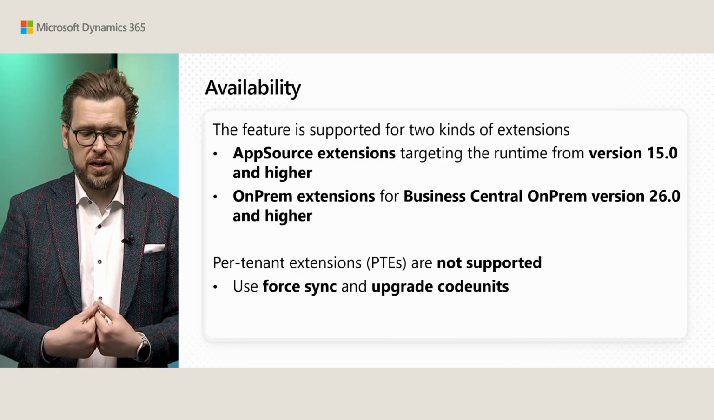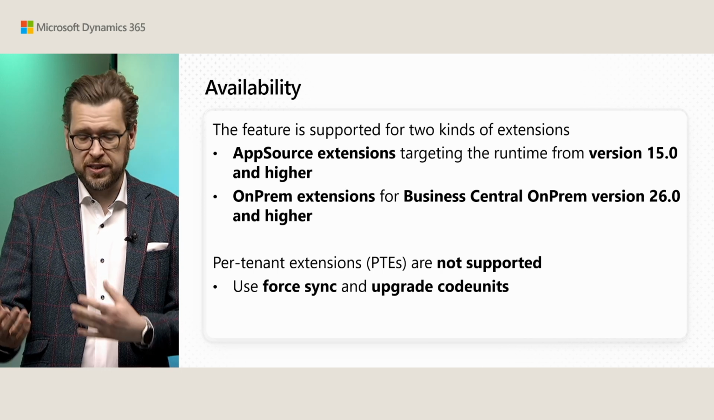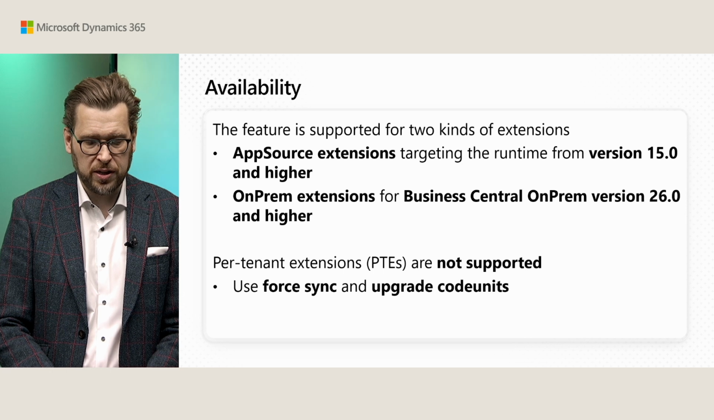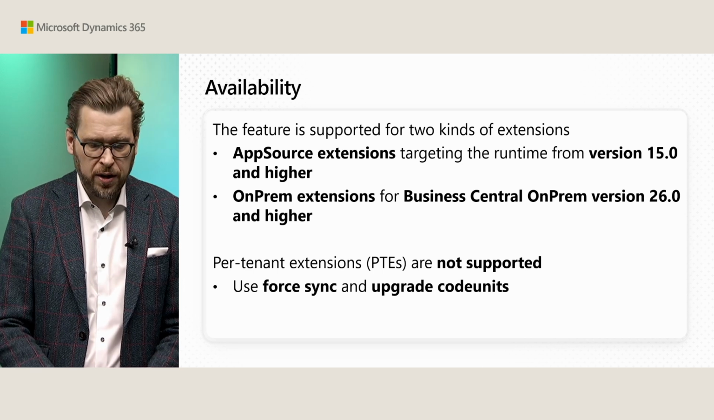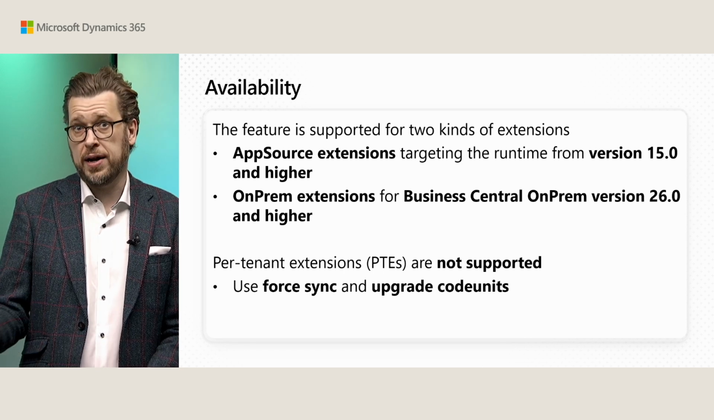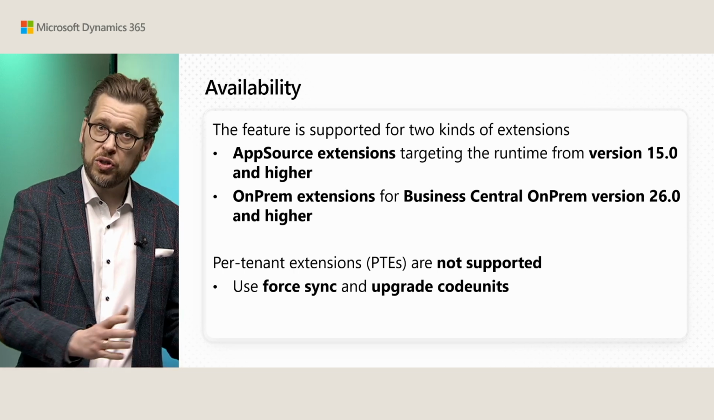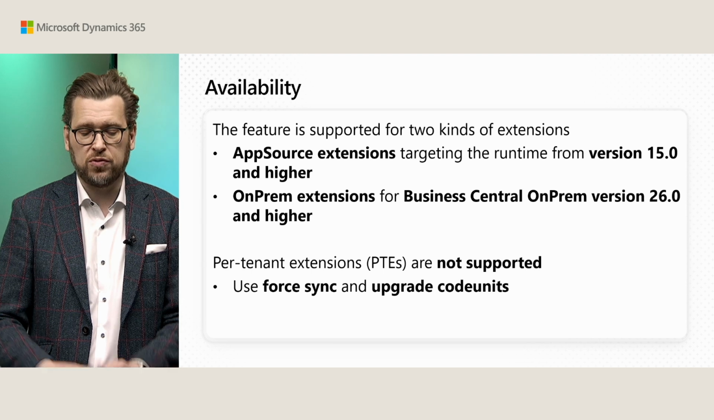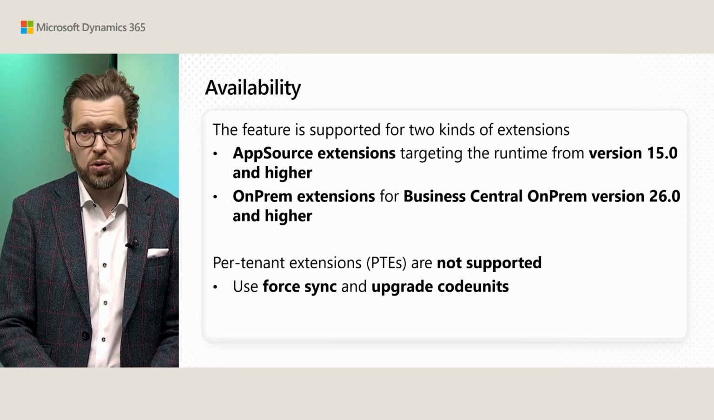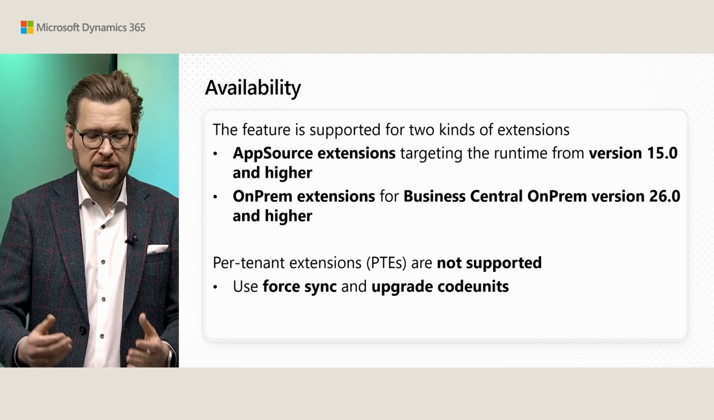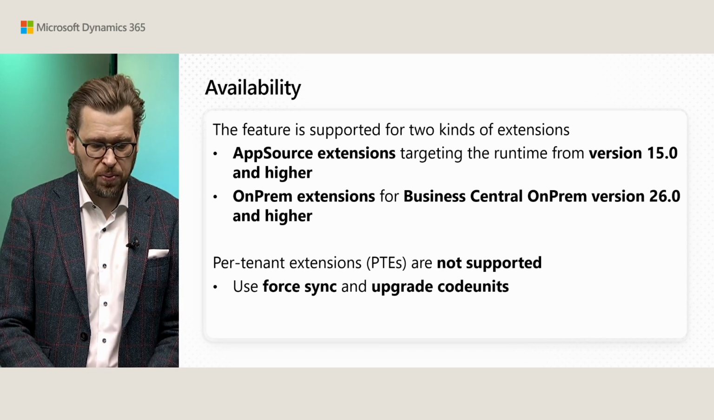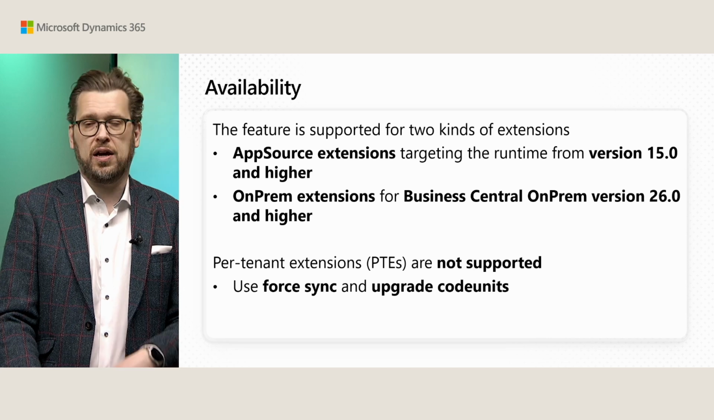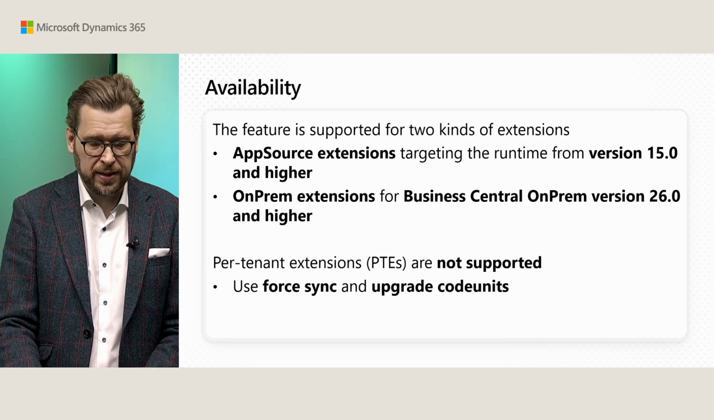So the feature is supported for two kinds of extensions. As I mentioned, you can use it for AppSource extensions targeting the runtime from version 15.0 and higher. You can also use it for on-premise extensions for Business Central on-premise version 26.0 and higher. Per-tenant extensions are not supported for this. In cloud, you can use the force sync and upgrade codeunits to handle that.